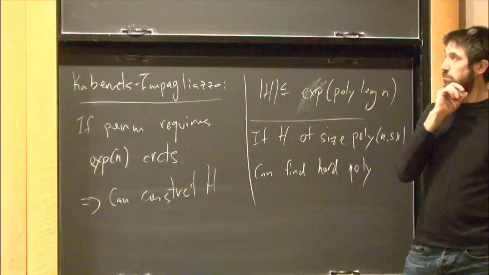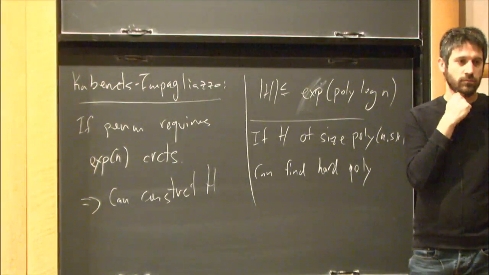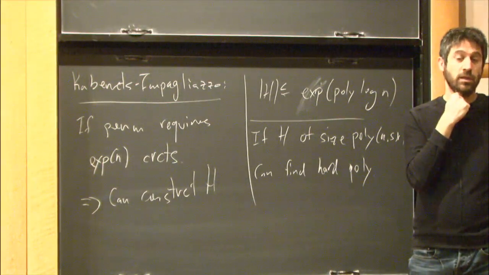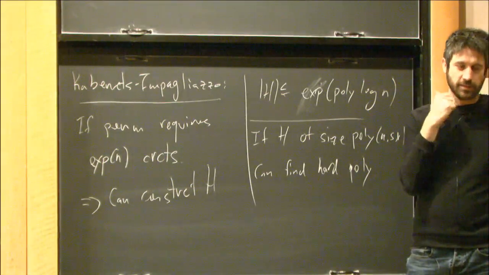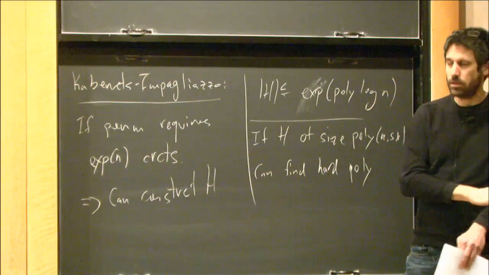Is the degree restriction required in the existential result for hitting sets? Yes. So if I just look at size-S polynomials, there may not be a small hitting set? There should, but we don't know. It doesn't follow from this argument. But there should.